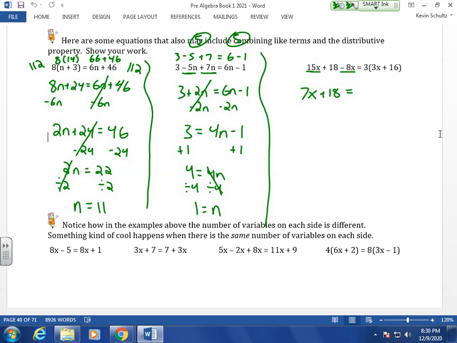On my right side, I need to distribute. 3 times 3 is 9x. 3 times 16 is positive 48. Okay? So just a little bit of simplifying here.